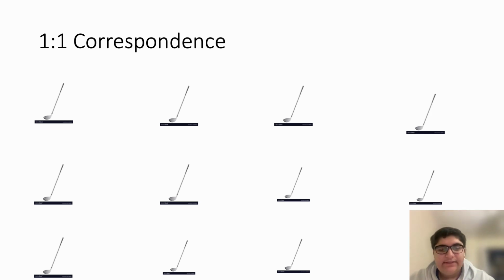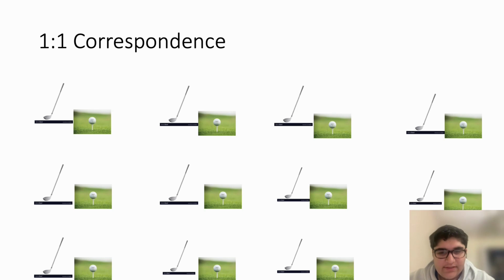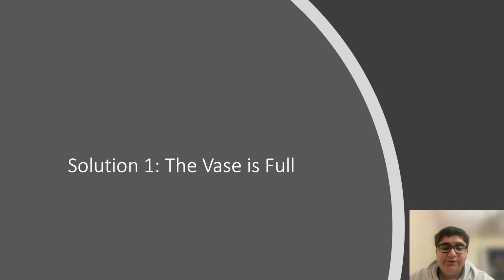And likewise here, we have 12 golf clubs, and so in order to have a one-to-one correspondence, you need 12 golf balls, just like right now. So, coming back to the paradox, what is the first solution? Well, the first solution is that the vase is full.